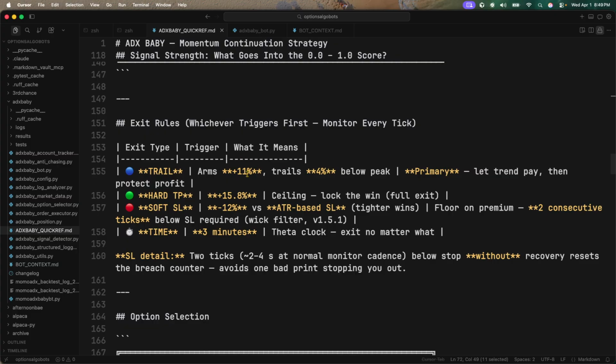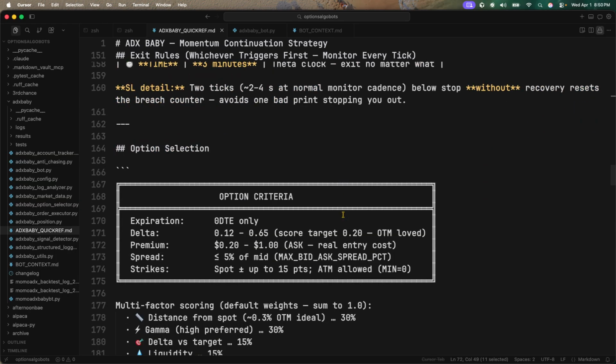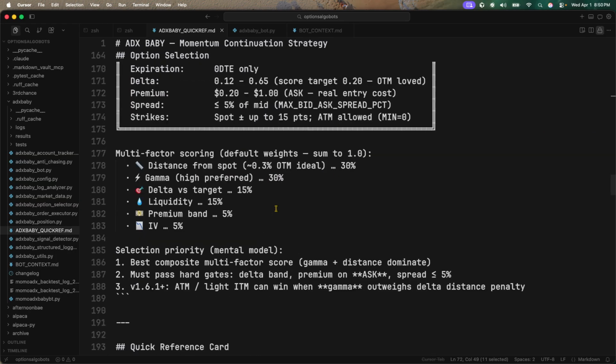Right, so we're up 11%. We're going to follow 4 behind it. So if at any point in time we get to 7%, we're going to lock in our profits, because guess what? You don't go broke taking a profit. If we're up 15%, we're going to go ahead and lock in our profit. And we also have a soft stop loss, which is 12%, and our ATR-based stop loss. Again, ATR allows us to see if there's really movement in the market. And here's our option criteria and the multi-scoring factor.